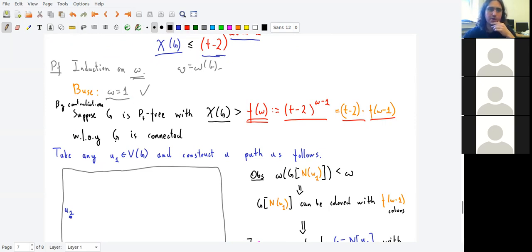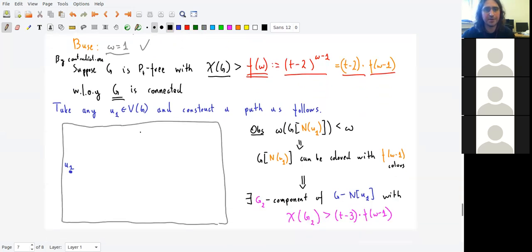So without loss of generality, we can assume that G is connected. Why so? Well, because the chromatic number of a disconnected graph is just the maximum of the chromatic numbers of its connected components. So if I've got a graph that is PT3 and has large chi, then one of its connected components must have that large chi. Yeah, so I can just focus on this connected component. So my graph is now connected.